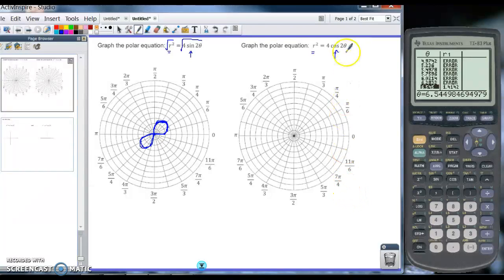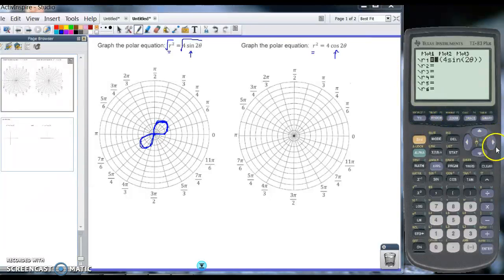Okay, let's go ahead then and do the same with cosine of 2 theta, or excuse me, r squared equals 4 cosine 2 theta. So let's go back, and this time, instead of sine, we'll change it to cosine. Okay, and if I hit second graph, that will give me my table again.